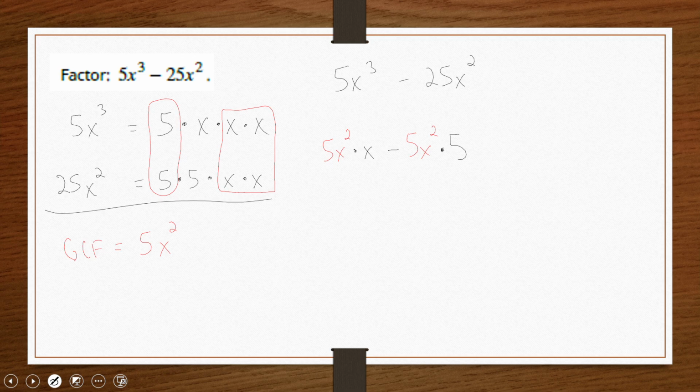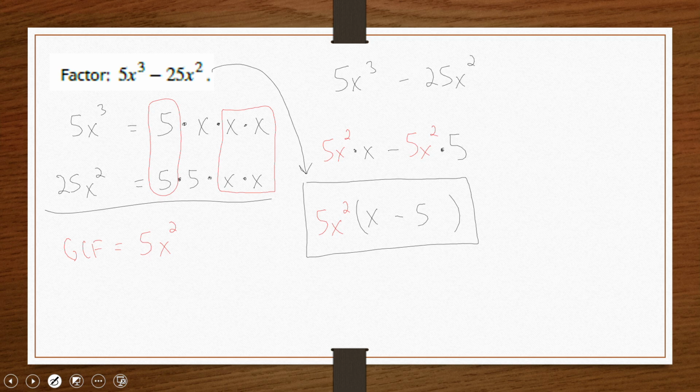So again, using the reversal of this distributive property, I can pull out the common factor 5x squared and multiply it by the sum of the remaining factors. If you look at the first term, I'll have x left if you pull out the 5x squared. If I look at the second term, I'll have minus 5 if I pull out the 5x squared. And this is my answer. 5x squared gets multiplied by the binomial x minus 5. And that's going to be the factored version of the original expression that we had.